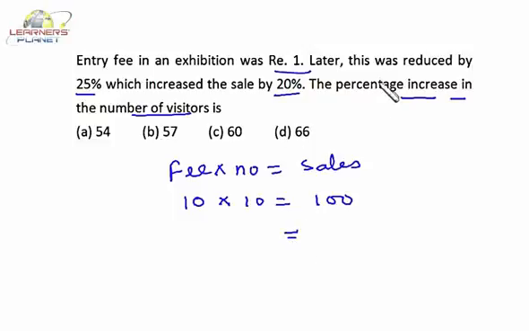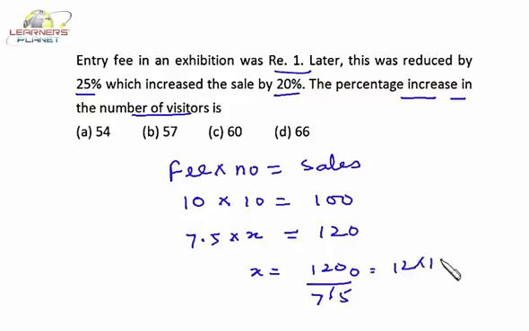Now the fee is being reduced by 25%. So the new fee is 7.5. We have to find out the number of visitors, and the sales is increased by 20%. So the new sales is 120. So X will be 120 by 7.5. So it's 16. So initially the number of visitors were 10, now they are 16. So there is a 60% increase in number of visitors. I hope you are clear.